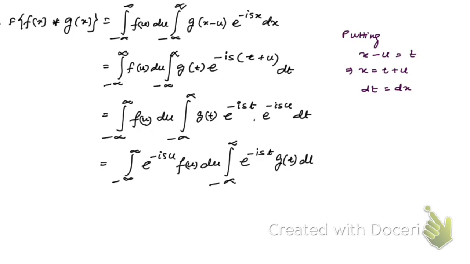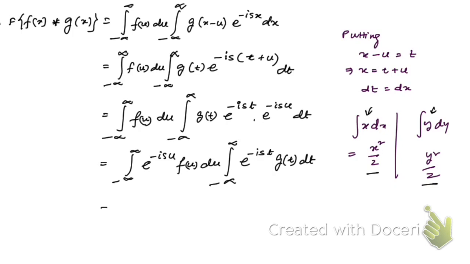Now let me tell you one thing. Suppose you need to integrate, let me take just x dx. Then you're going to have x square by 2. And if you integrate y dy, then you're going to have y square by 2. For different variables, we are getting results of the same form.